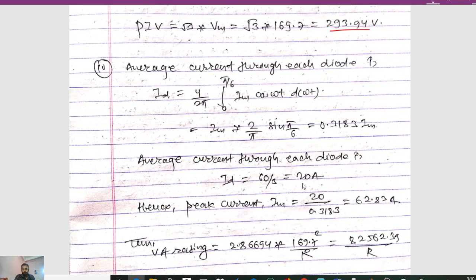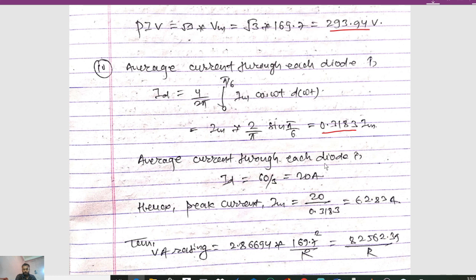Now the average current through each diode is calculated as ID, and this is also the formula to calculate the diode current. ID equals 4 upon 2 pi, integration 0 to pi upon 6 of Im cos omega t d omega t. And if you solve this, we will get ID equals Im into 2 upon pi and sine pi upon 6, which is going to give 0.3183 Im. So just solve this, you will get 0.3183 Im.